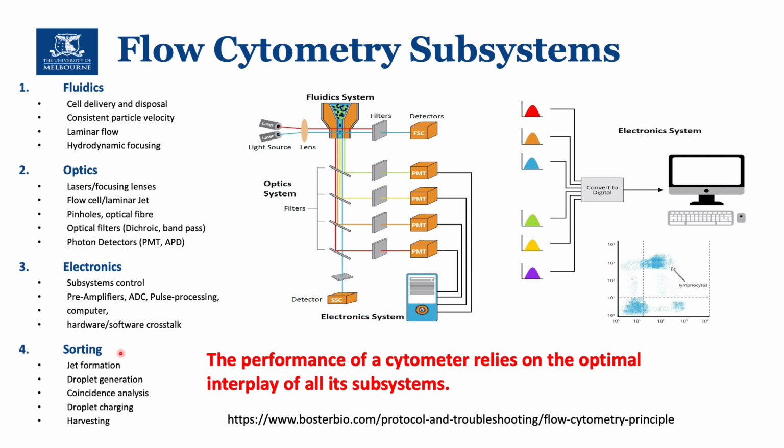You have the computer, of course, and you have a crosstalk between the computer and the software and the instrument at all times. And then in sorting, you have different things which are more specialized. I will be covering this tomorrow, but essentially include things like jet formation, droplet generation, coincidence analysis to guarantee purity, droplet charging, and the harvesting elements. Now, an important thing in cytometry is that although we can divide the subsystems into different classes, it is important to understand that they all work together and they all collaborate towards a final aim, which is to be able to measure properties out of a single cell in a consistent manner.